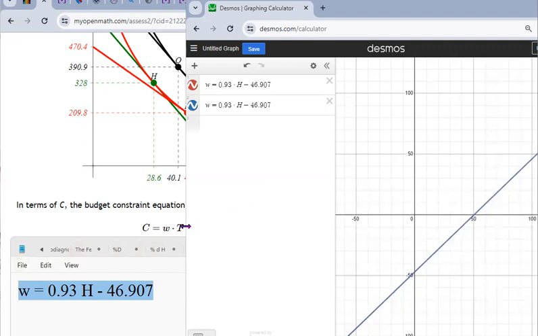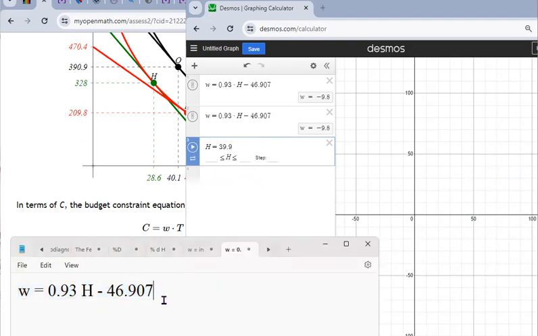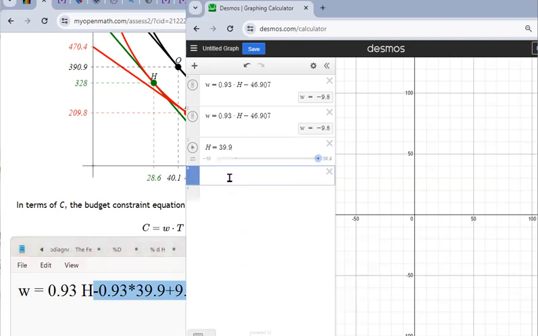So it's upward sloping, right? Is that right? Let's try this. If H is 39.9, oh, I got a mistake in my algebra. I got to add 9.8 to both sides, right? So let me plug this into Desmos. My intercept is negative 27.307.